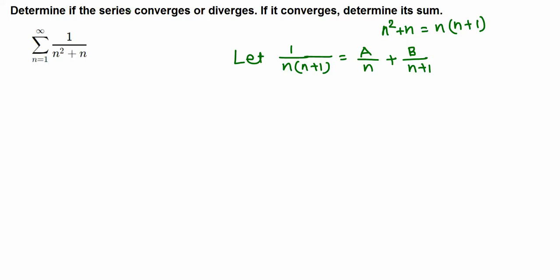Determine if the series converges or diverges. If it converges, determine its sum. So we have the series, n from 1 through infinity, of 1 over n squared plus n.